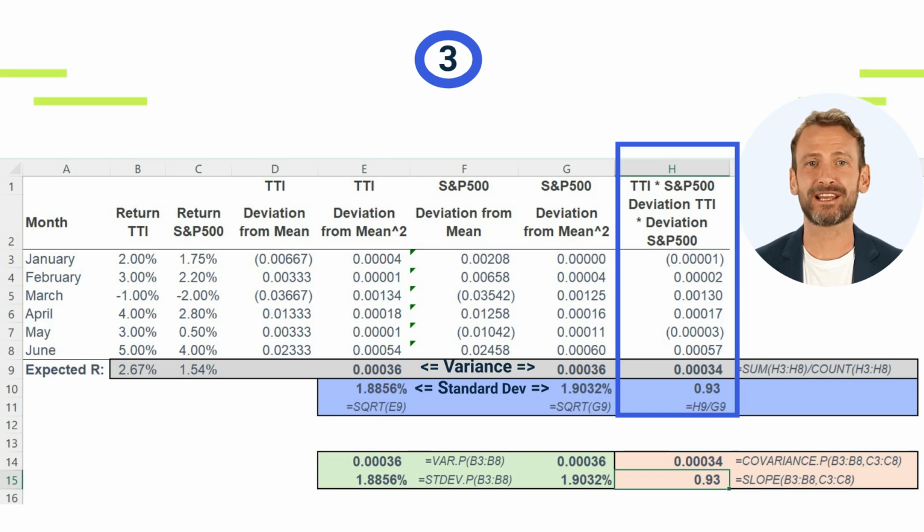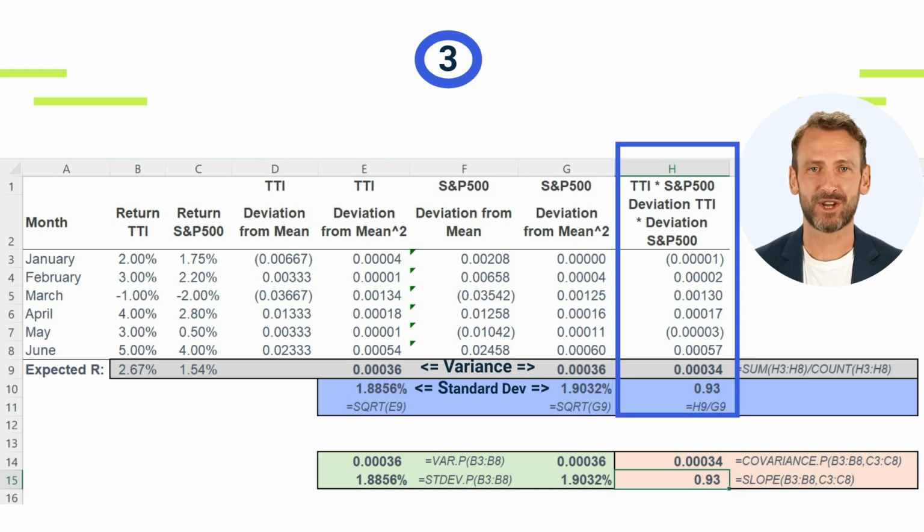The third step to calculate the market beta is to multiply, for each month, the deviation from the average of one firm by the deviation from the average of the other firm. For example, in cell H3, we multiply the deviation of TTI, which is minus 0.00667, by the deviation of SP 500, which is 0.00208. In this step, we are multiplying the deviations without squaring them.